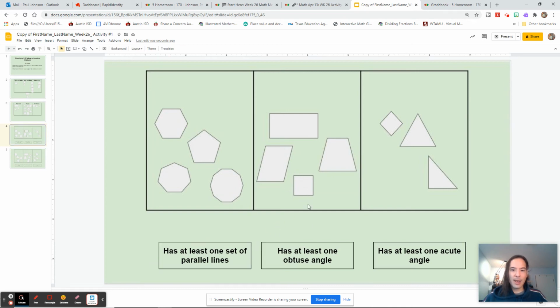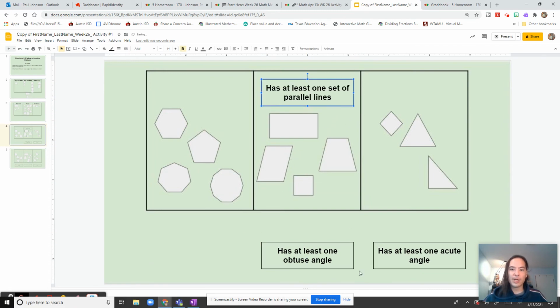All right. Because there's a lot of quadrilaterals in here, I know that quadrilaterals typically have a lot of parallel lines. So I'm looking at all these, and yeah, the rectangle has at least one set of parallel lines, has 2. So does this parallelogram. This square has 2 sets of parallel lines, and this trapezoid has 1 set of parallel lines and 1 set of intersecting lines. So it has at least 1 set of parallel lines over here.